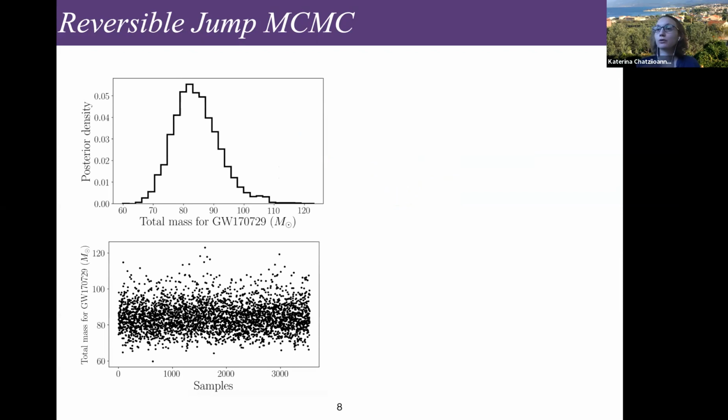So for example, if you have run something like an MCMC or a nested sampling before and looked at the posterior distribution for the mass of a black hole, you will probably have seen plots like this, where the top is a histogram, while the bottom is each sample plotted. And this is an example for the mass of one of the gravitational wave events we have detected.